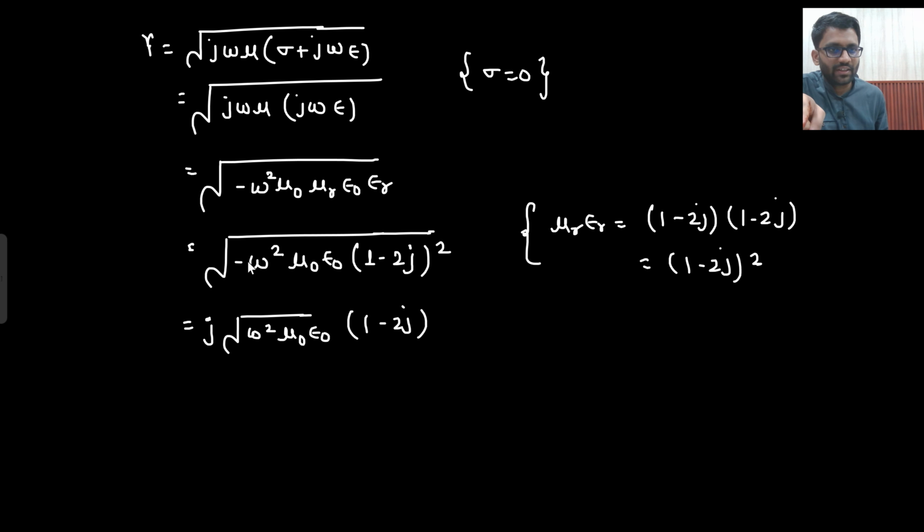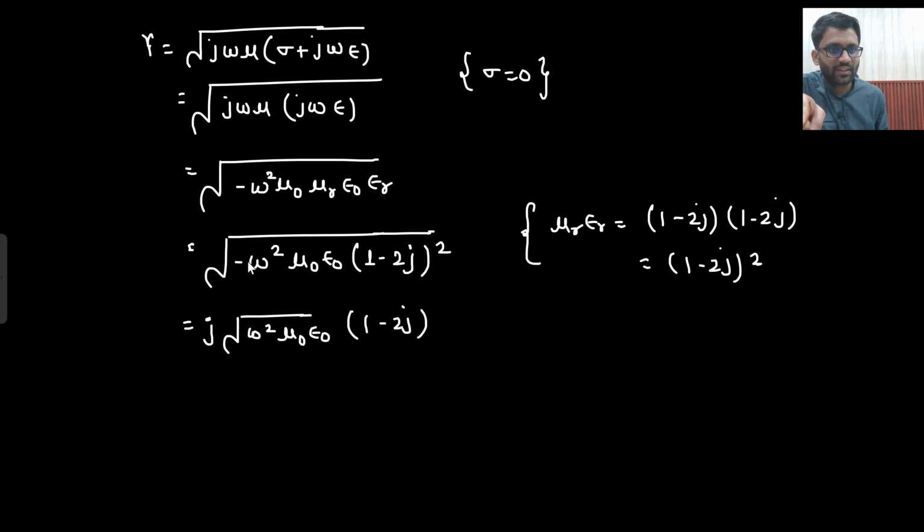And gamma can be written as alpha plus j beta. So even if your sigma is 0, even if conductivity is 0, but my permittivity and permeability are complex, because of that I am having some alpha, and alpha is coming out to be 2 omega under root mu naught epsilon naught. Did you get this point? A very important point: even if sigma was 0, still it was a lossy medium. Why? Because your relative permittivity and relative permeability were complex.